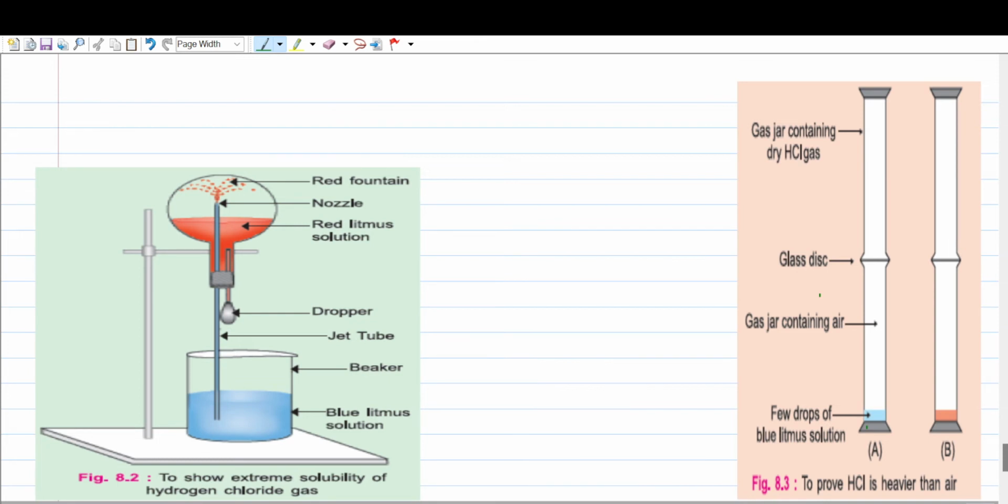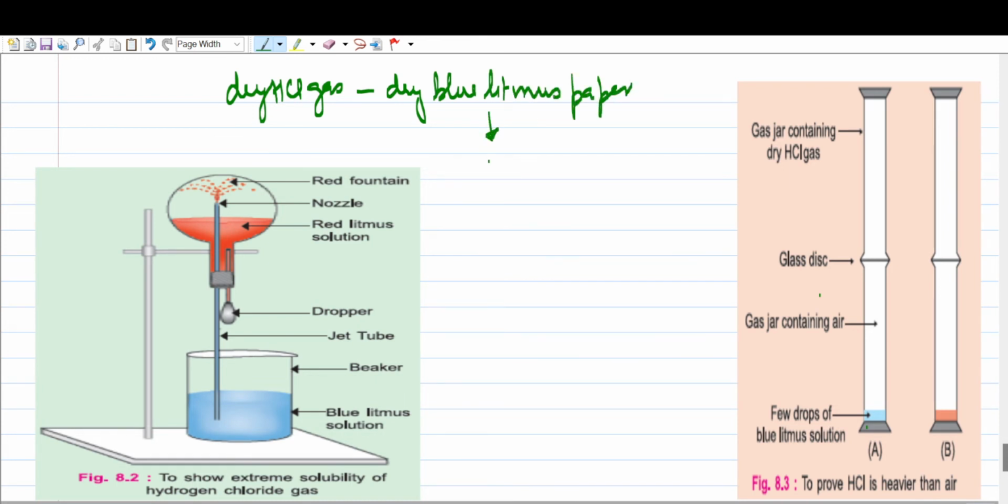Children, it is very interesting that if you take dry HCl gas and bring dry blue litmus paper, what will happen? Will the paper turn red? No, the paper will not turn red, because the gas is dry and the blue litmus is also dry. Since both are dry, there will be no reaction. So there has to be moisture. Either the HCl should be moist or the litmus paper should be moist.